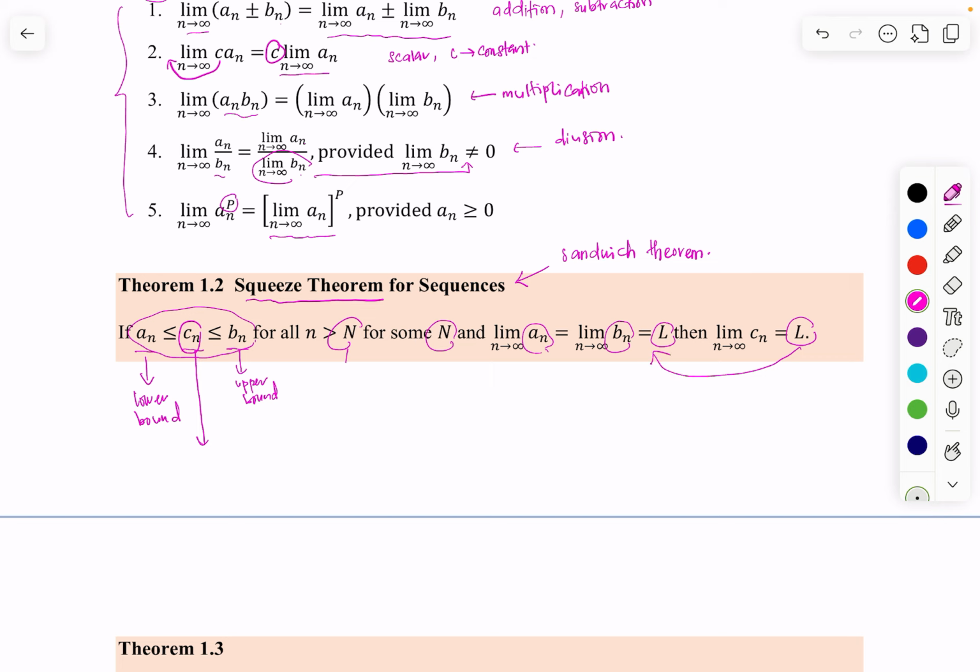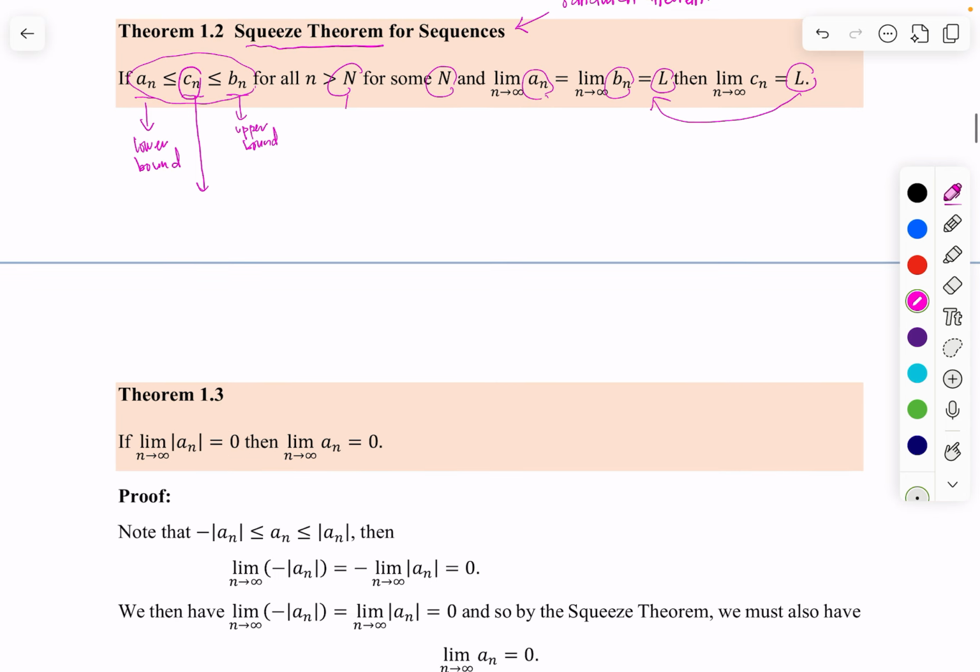Okay, so it means that whatever is in between, when the limits have the same value, then whatever is in between is also having the same value of limit. Okay, sandwich theorem: whatever is inside should have the same limit as what is around it. Okay, that is the idea.